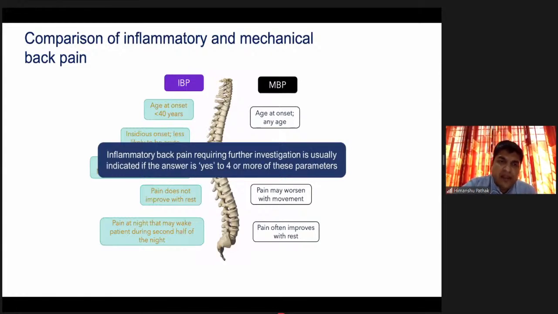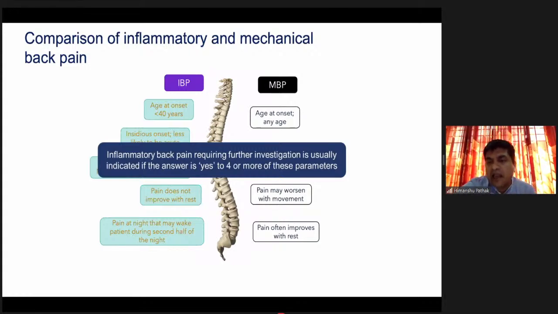So inflammatory back pain is any back pain coming in at the age of less than 40 years. Usually it is insidious in onset, 2 to 3 months. The back pain is associated with morning stiffness. Patient will say that the back hurts in the morning, and usually the stiffness is more than 1 hour. The pain usually improves with exercise, but doesn't improve with rest. And sometimes the patient may have back pain at night, later in the night, and may complain of pelvic pain, sacroiliac pain.